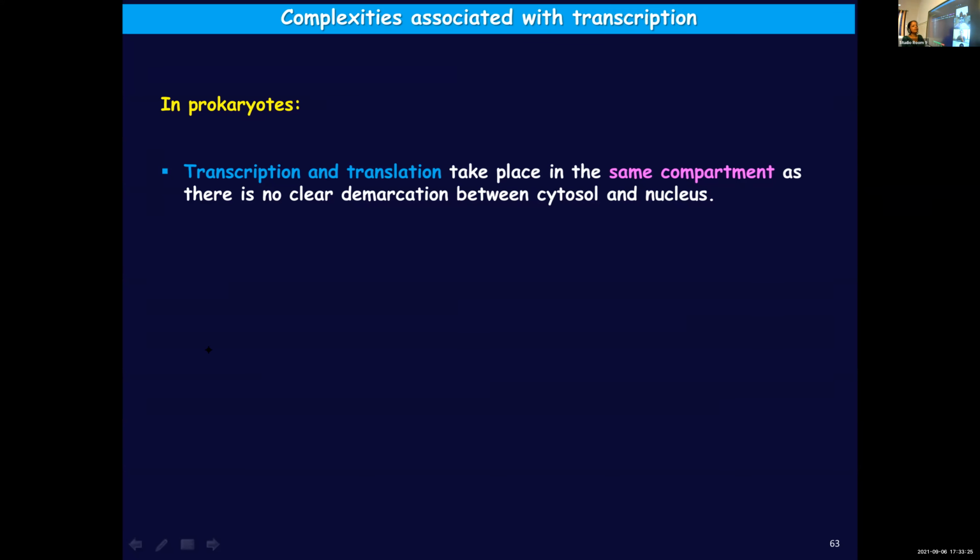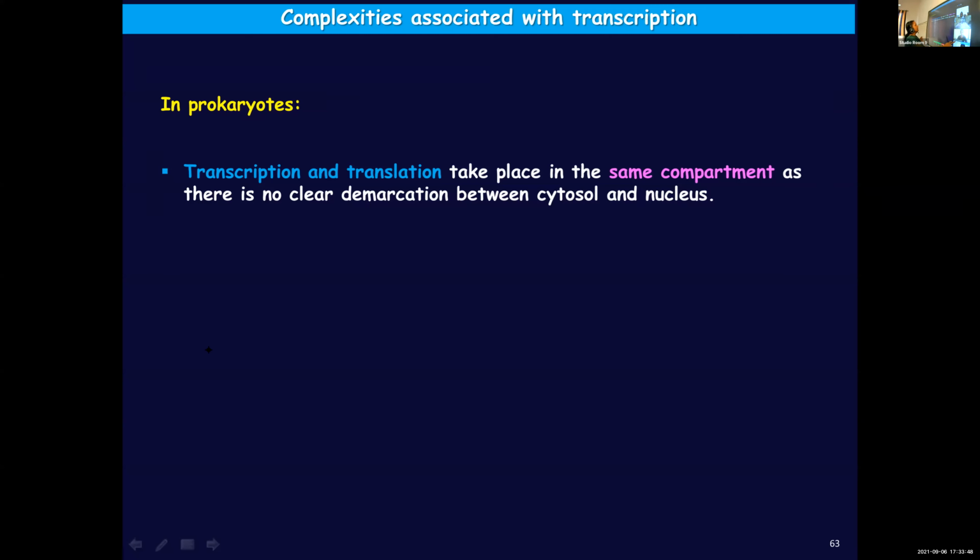Nandana, just explain why it is said so. There is no difference between cytosol and nucleus because the nuclear membrane is not present. So we cannot separate out the cytoplasm and nucleus there, because they have some genetic material and that genetic material does not have a boundary or nuclear membrane.